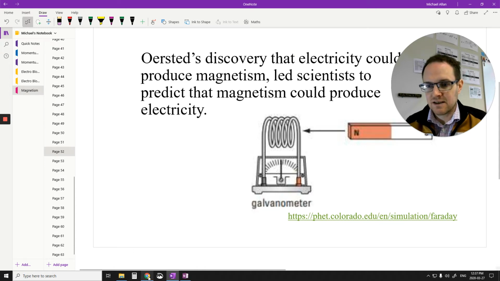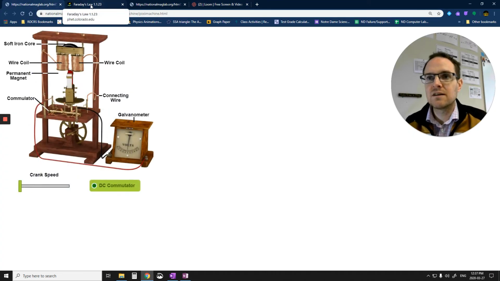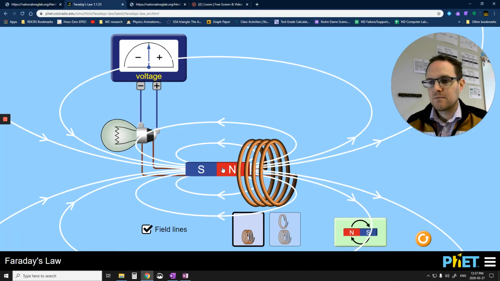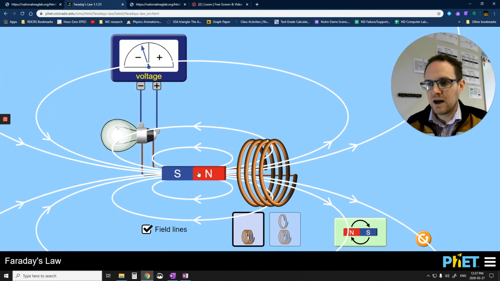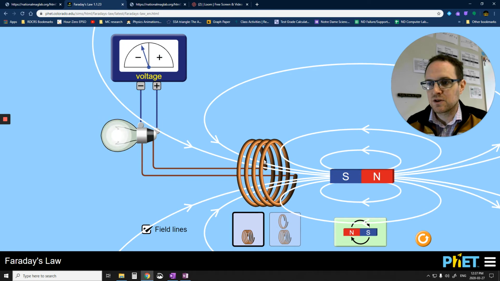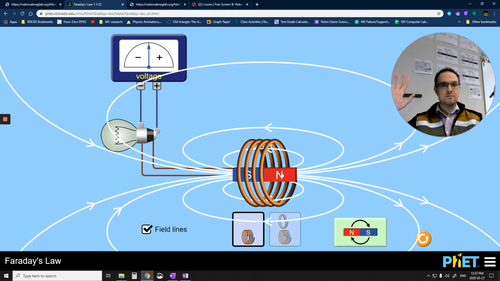You can see in this little example here, it works the same way. Rather than moving wire through a magnetic field, you can actually move a magnet around wires. And when I move the magnet around the wires, you can see that there's current being produced, which lights up this light bulb, which gives us a little bit of voltage on each side there. Now you notice that if I don't do anything, there's no current. So it has to be a changing magnetic field.